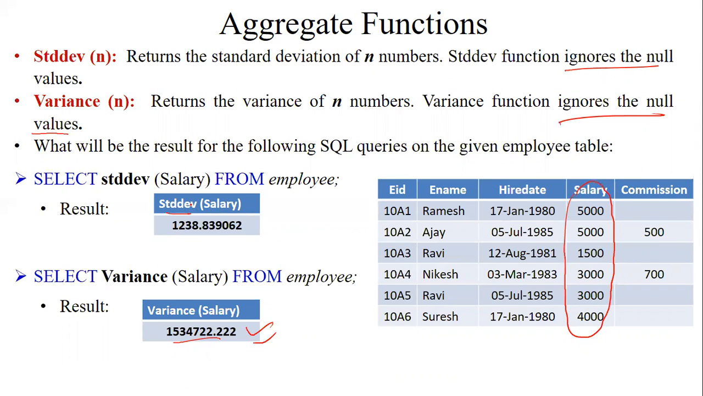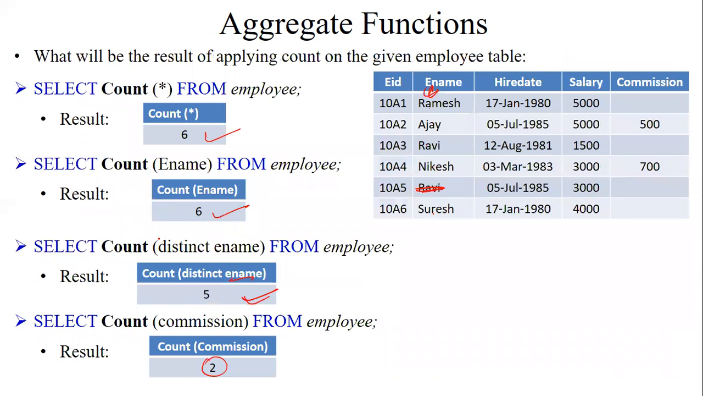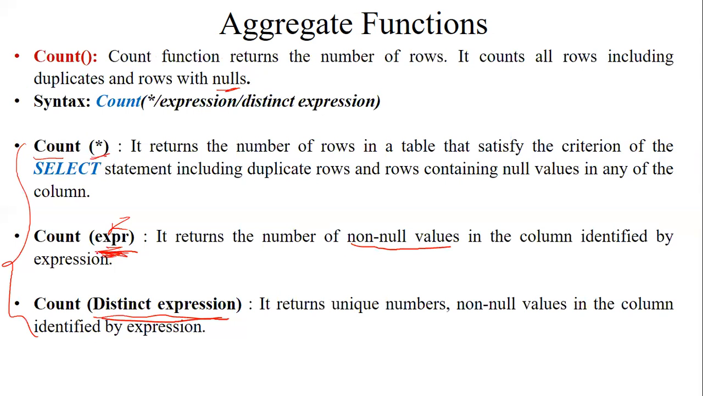Anyone, please, any query? Sir, in the count with commission, will it not count the null rows? No, for count commission, if null exists, then null is ignored. This is the third case. The second case returns the number of non-null values.